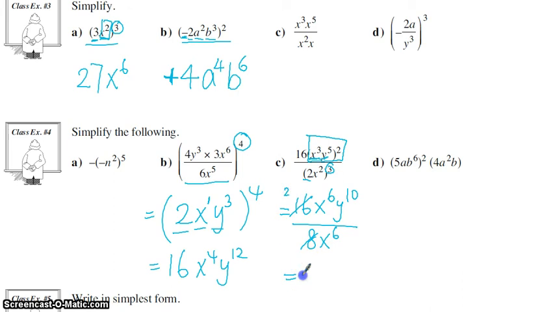16 and 8 is 2. x^6 disappears. If you use exponent law, x^6 divided by x^6, you subtract the exponent. x^(6 minus 6), which is x^0. So what is x^0? x^0 is 1, which means you don't need to write it. You just times it by 1. It remains the same. Finally, the y^10, you just put it there.